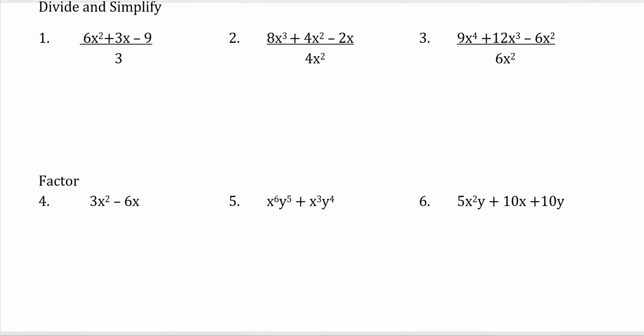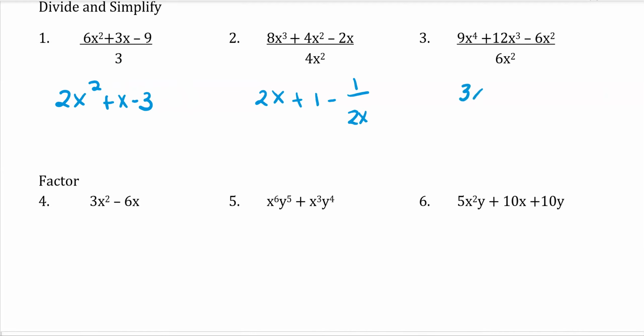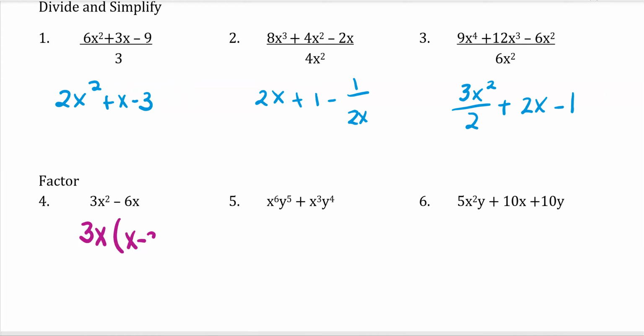Here are the answers to the practice problems. Number 1, 2x squared plus x minus 3. Number 2, 2x plus 1 minus 1 over 2x. Be sure that x is in the denominator. Number 3, 3x squared over 2 plus 2x minus 1. Number 4, 3x times x minus 2.